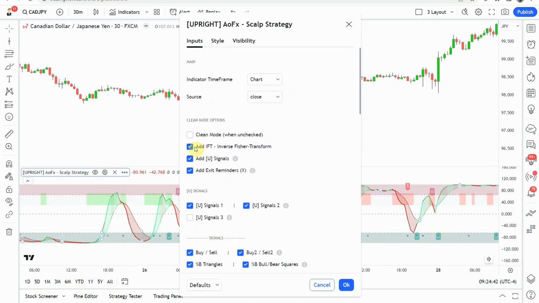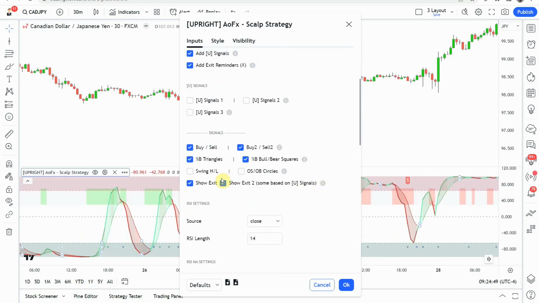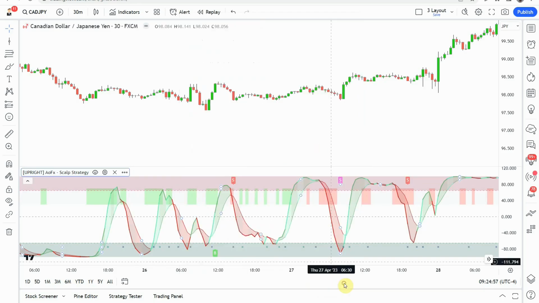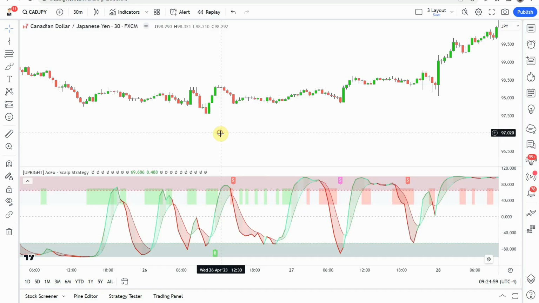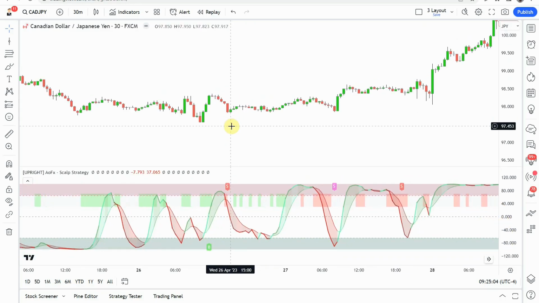So let's go ahead and just turn off the U signals like that. And let's turn off a few of these pieces here, just so that it's easier to see what we're looking for. So again, we're looking for these S and B tags.